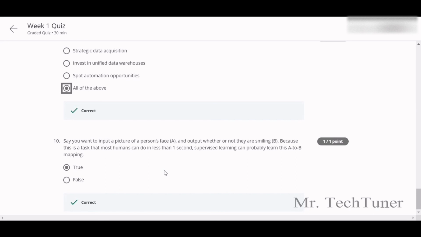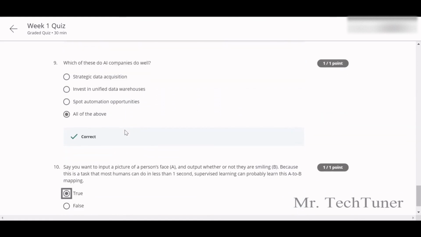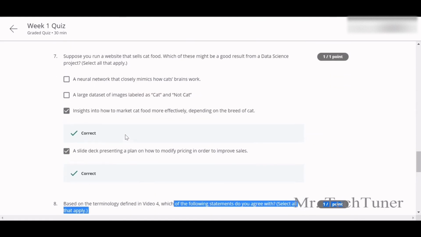Number 10. Say you want to input a picture of a person's face A and output whether or not they are smiling, because this is a task that most humans can do in less than 1 second. Supervised learning can probably learn this A to B mapping. Yes, true, supervised learning can. So after marking all these questions, you will surely get 100% marks.